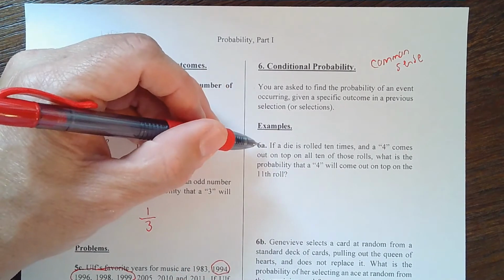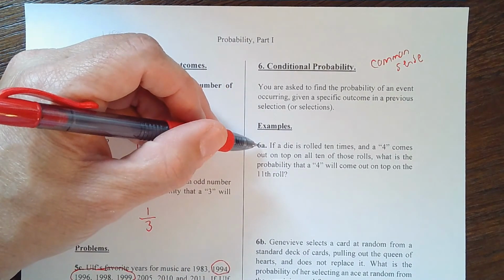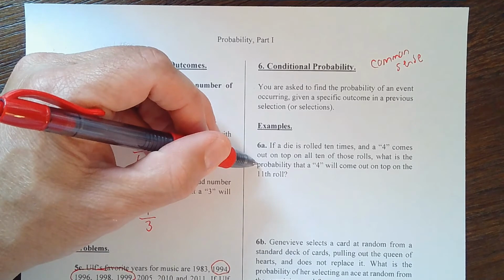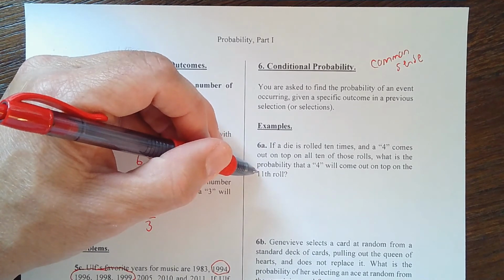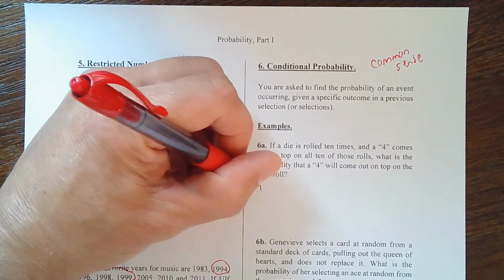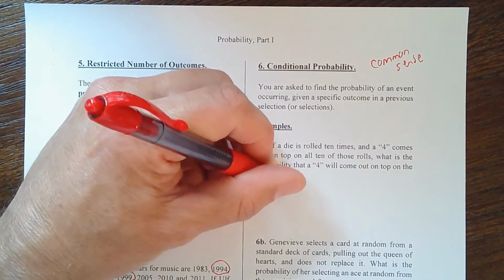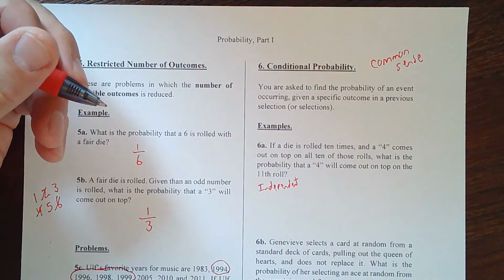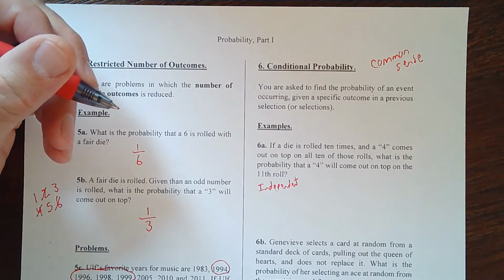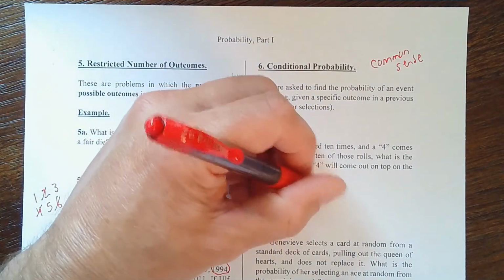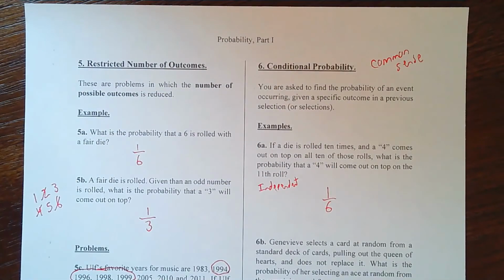Example 6a, if a die is rolled 10 times and a 4 comes out on top on all 10 of those rolls, what is the probability that a 4 will come out on top on the 11th roll? So these are independent events. Each roll of a die has no effect on subsequent rolls. So no matter how many times you roll it, the probability that a 4 will come out on top, and in this case on the 11th roll, is still just 1 out of 6.